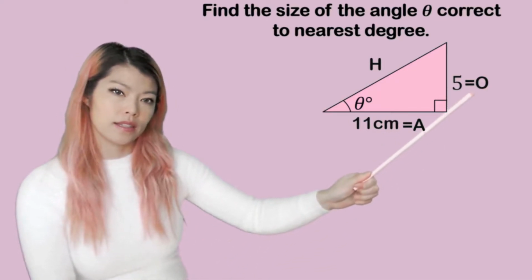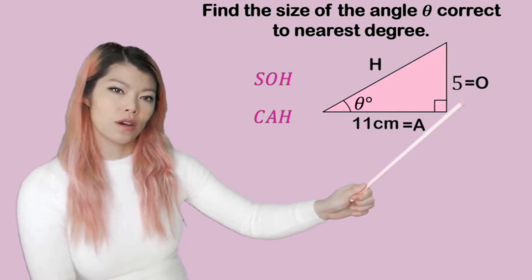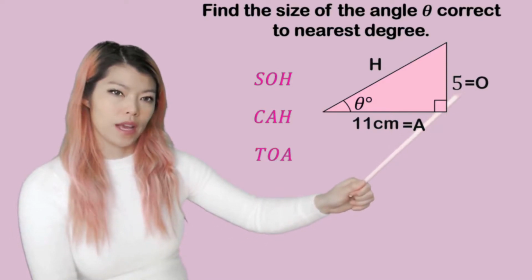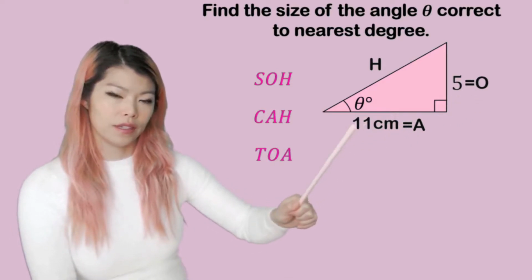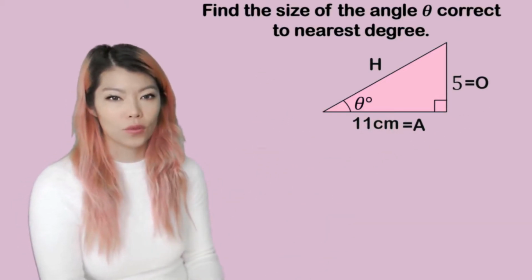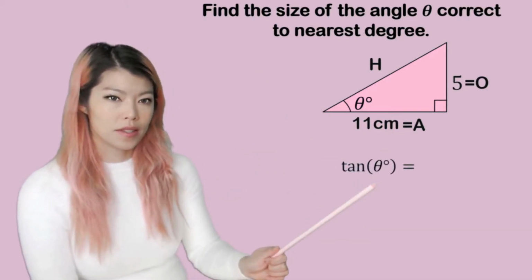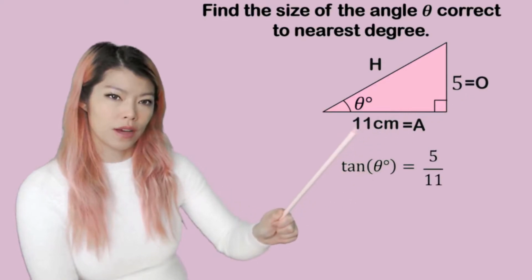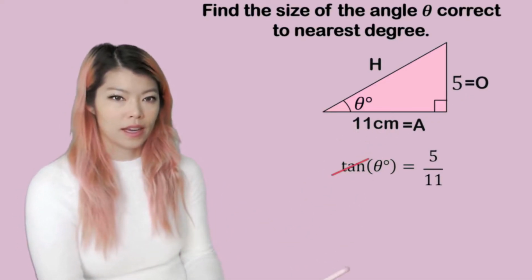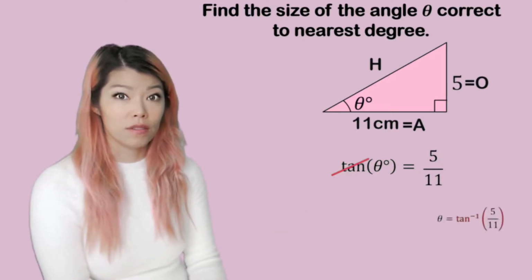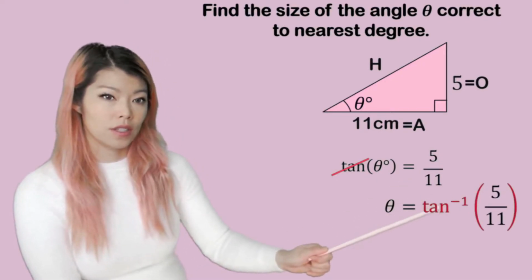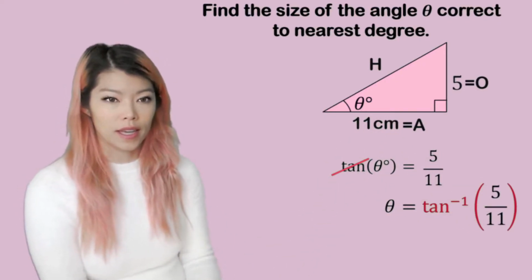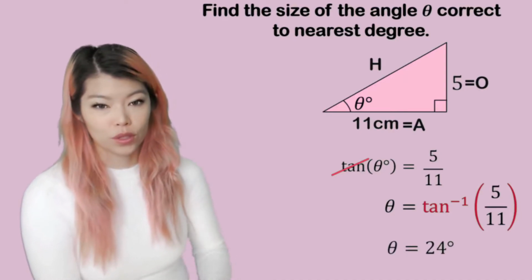Then we look at sine, cos, tan, SOHCAHTOA, what are we dealing with? We have O and A, so 5 and 11 are O and A, so we must be dealing with tan. So we write tan theta equals O over A, 5 over 11. To get rid of tan, we do the inverse of tan. So inverse tan of 5 over 11 will give us the angle, which is 24 degrees.